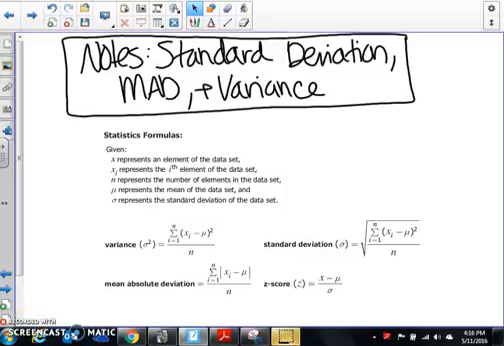Okay, if you've not already printed out your formula sheet, please do so. It's on the wiki space. We're going to talk over the variance, standard deviation, and then the mean absolute deviation today. Tomorrow will be the z-score.